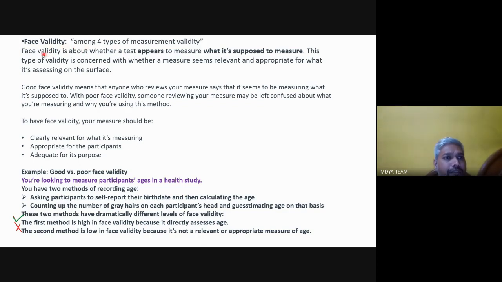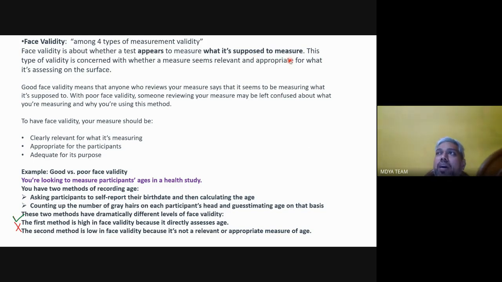Face validity is about whether a test appears, remember this word appears, to measure what it's supposed to measure. Is it simple? It should appear like that, and it should measure what it was supposed to measure. Face validity is about whether a test appears to measure what it's supposed to measure.